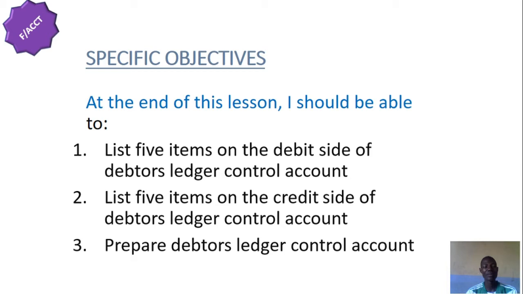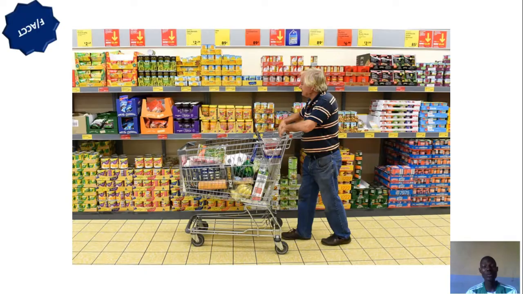Now we'll move to what we have for the day. I told us in our previous class that control accounts can be used for consumables and other items. Now we have a picture here showing a man picking some items in a supermarket. So we can apply control account in this kind of situation and for this particular organization. Let's continue.